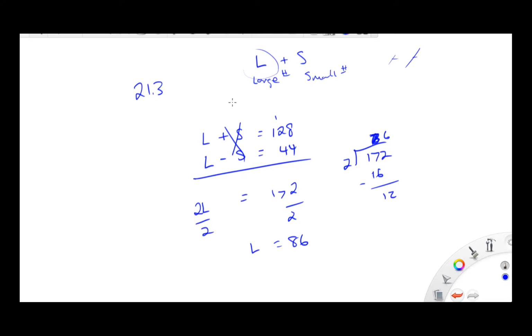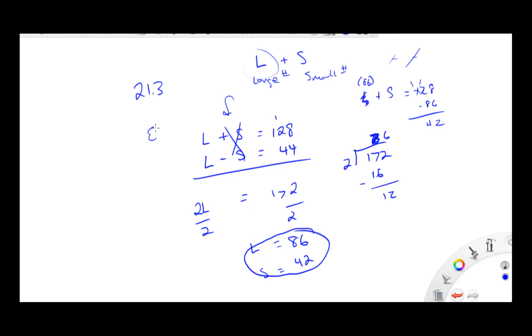Now, we can go back up and put it into any of these. So we said large plus small equals 128. And if we figured out what large is, that means that we can replace large with 86. Which means that we're going to subtract 86 here, and we can come up with 42. Our small number equals 42. Okay, so that kind of problem is really easy because you can use elimination to come up with that.